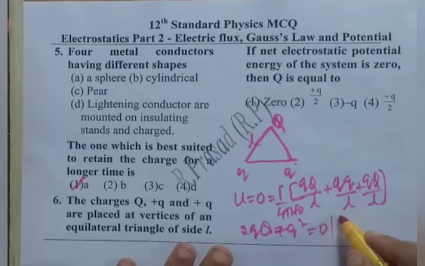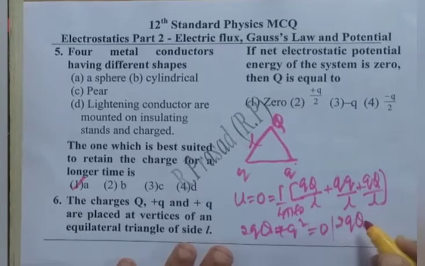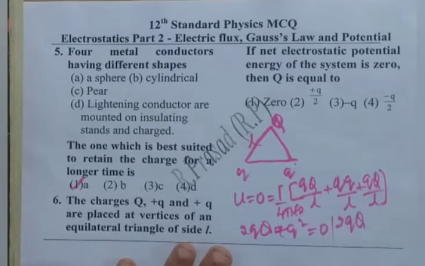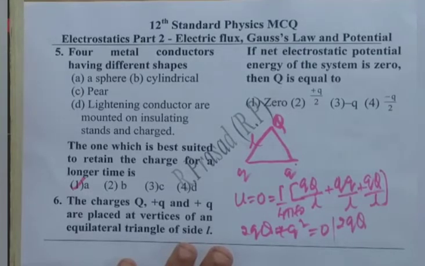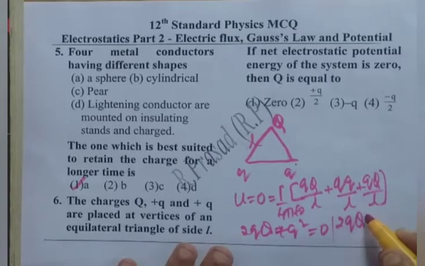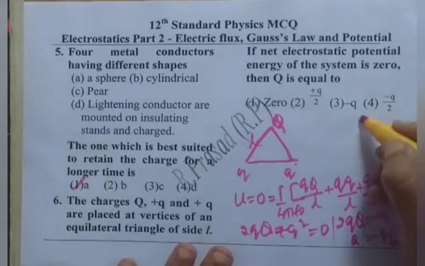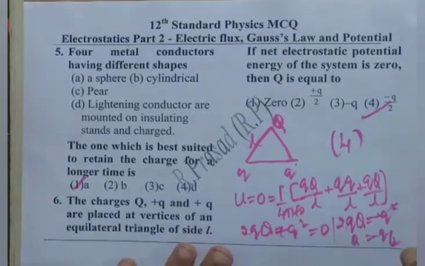Therefore, 2QQ can be written as minus Q square. So 1Q cancels there. Q equals minus Q by 2. So option 4 is right there.